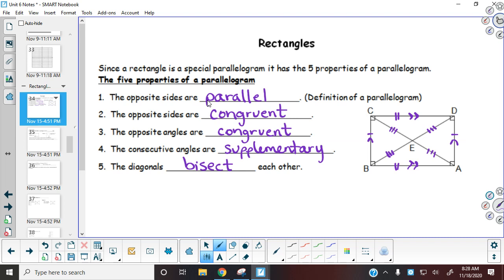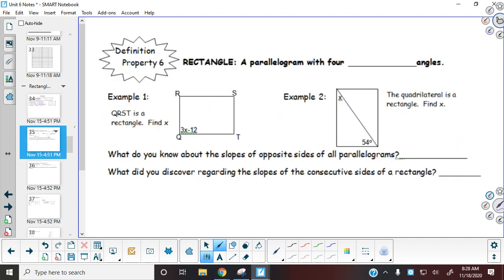Now, some new properties that apply to rectangles. First off, a parallelogram with 4 right angles. You guys probably already know this. It's a rectangle, so if you look at all the corners, all of those are right angles or 90-degree angles. So those are 4 right angles. So in other words, every single angle in a rectangle is 90 degrees. We can do that all the way around.